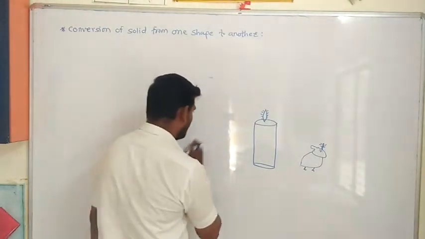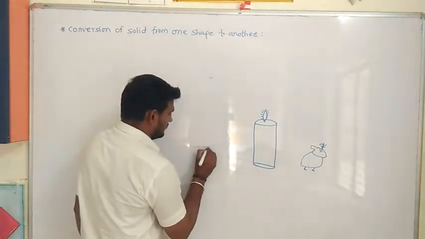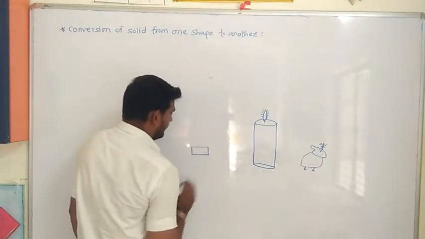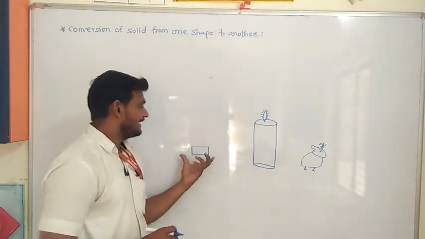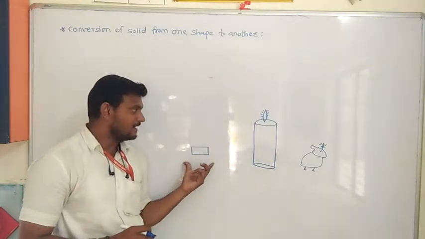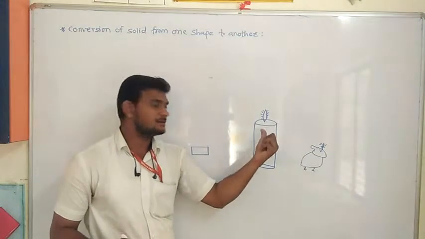Now, another example. Check here. Suppose I make a rectangular shape container. This is a rectangular shape container. In this container, I will melt this cylindrical wax.